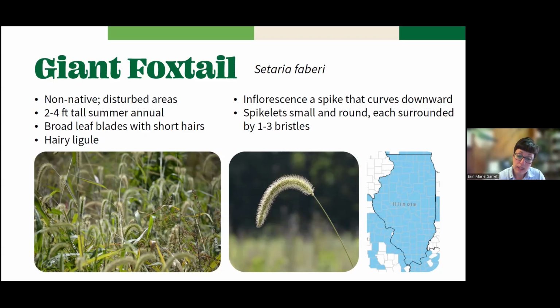Each of our spikelets is small and round, and they're surrounded by bristles. In the giant foxtail, it's typically 1 to 3 bristles underneath an individual spikelet. That's going to be an important identification characteristic to tell it apart from some of the other foxtails. You can see our map here, found in every county in Illinois.